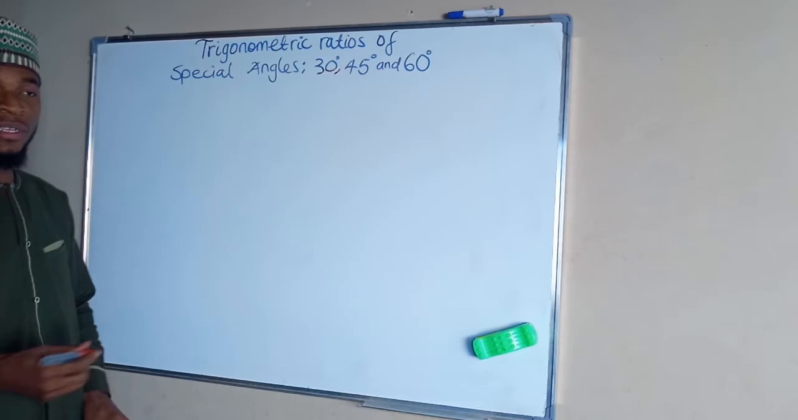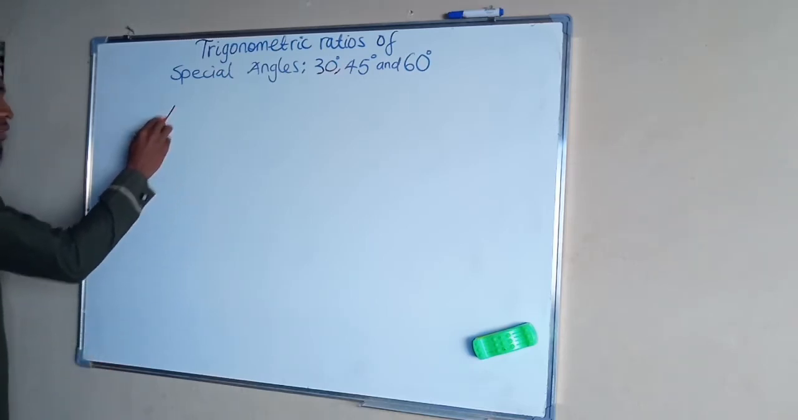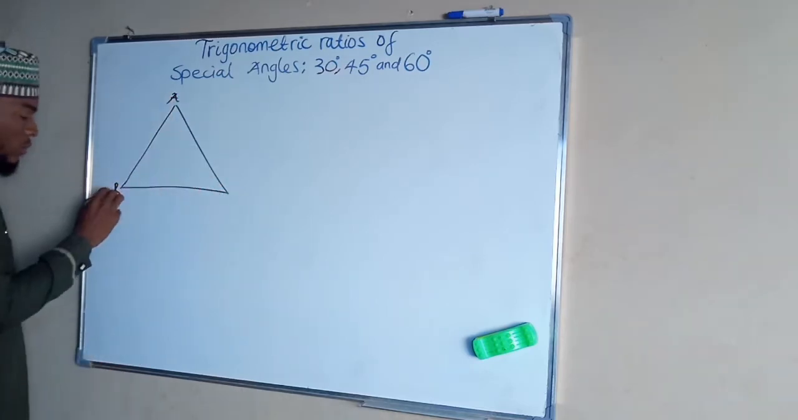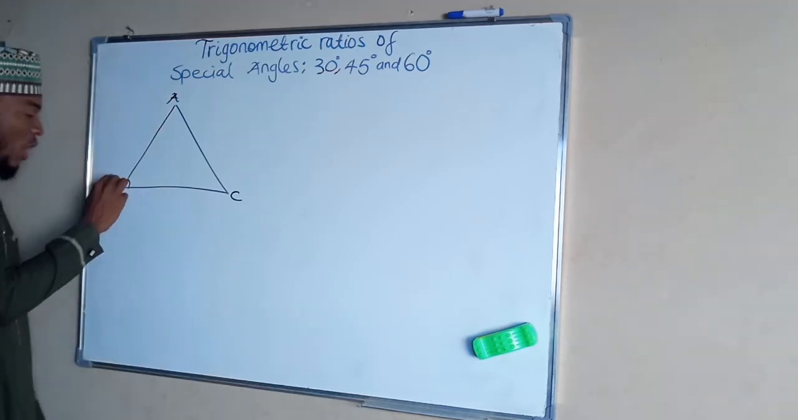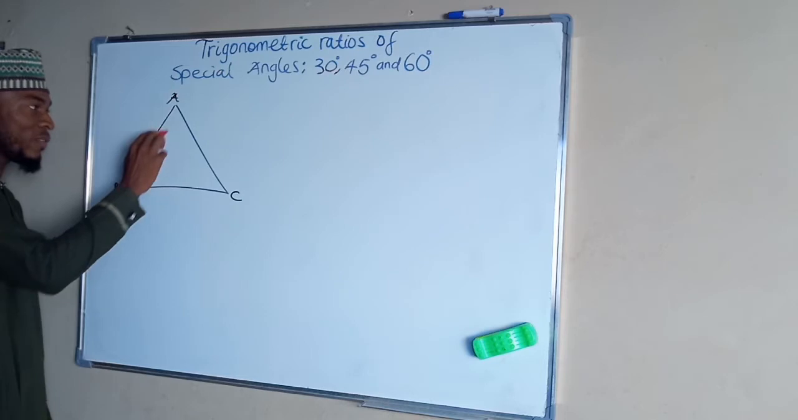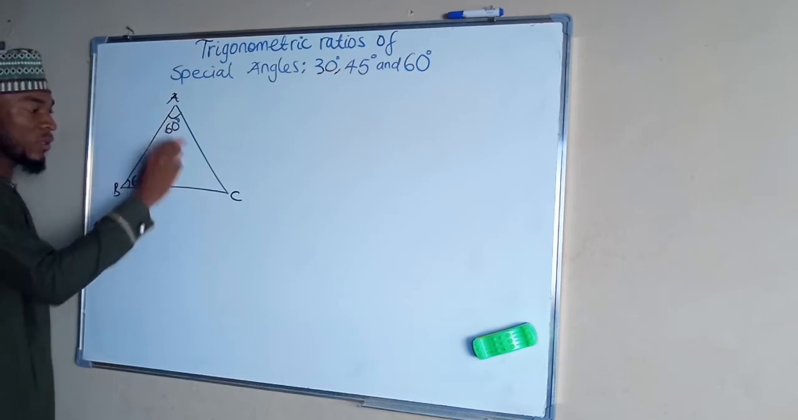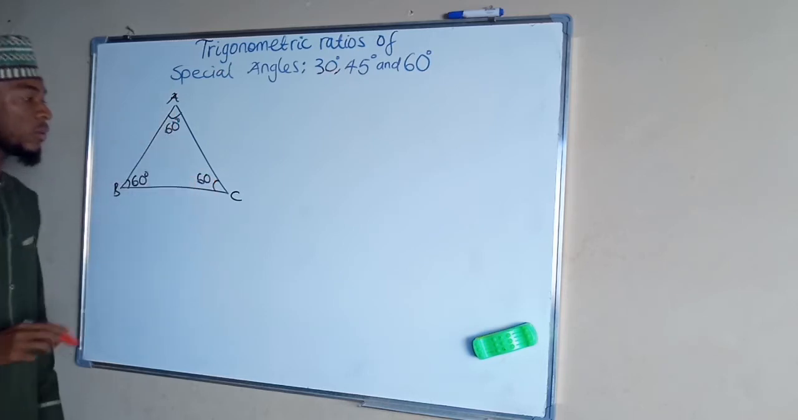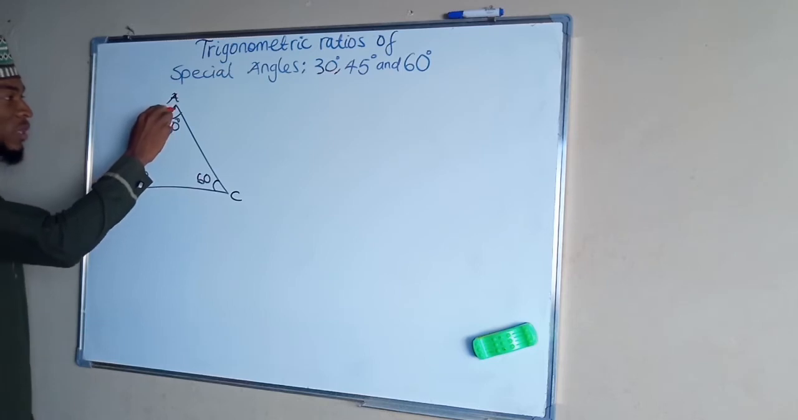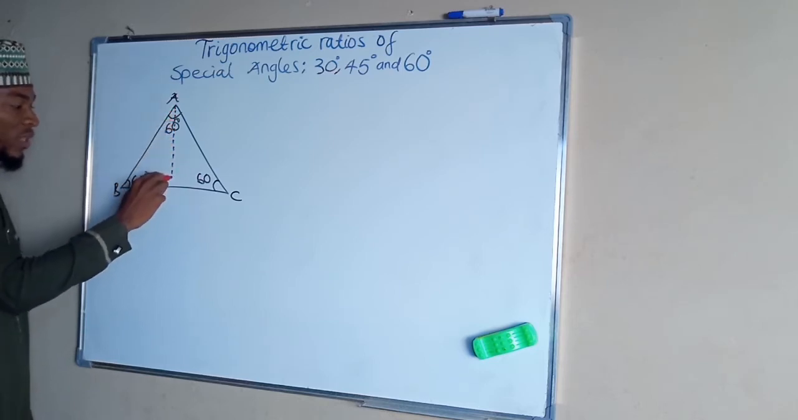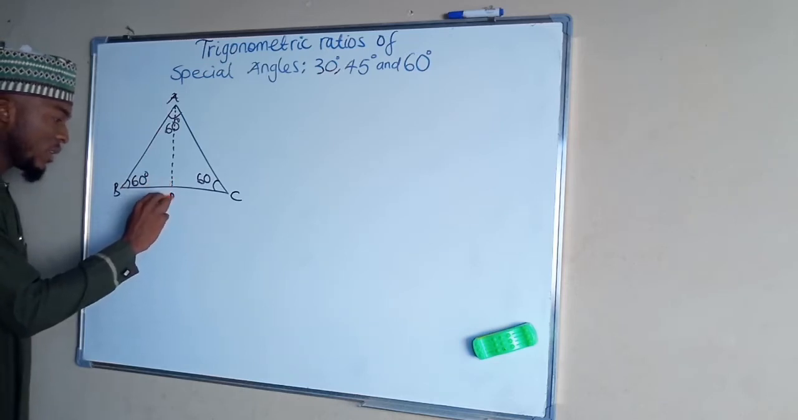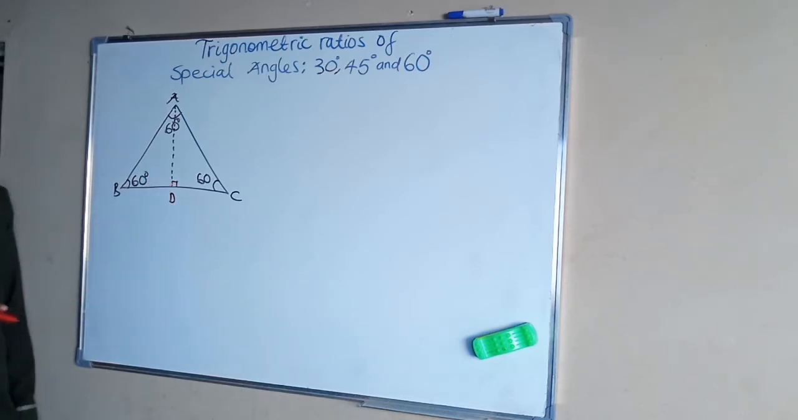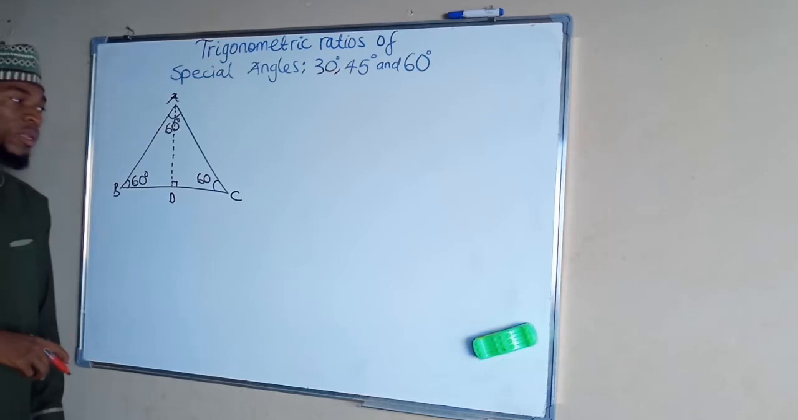Now suppose we have an equilateral triangle ABC. An equilateral triangle has equal interior angles, so each one of them is 60 degrees. If you bisect angle A, it will definitely bisect the line BC equally at the point D, producing an angle of 90 degrees.